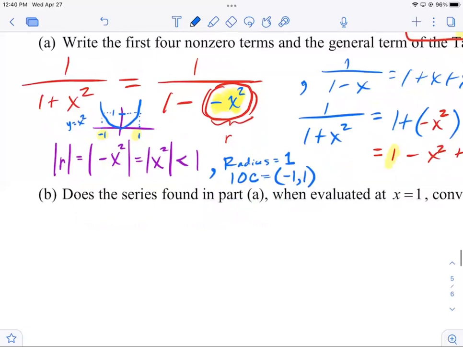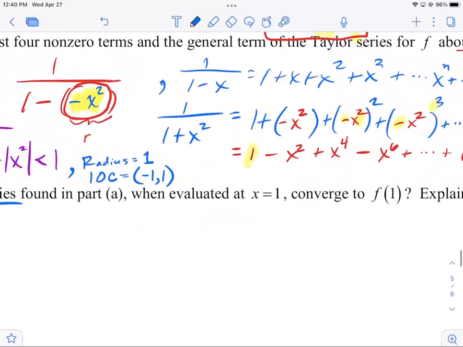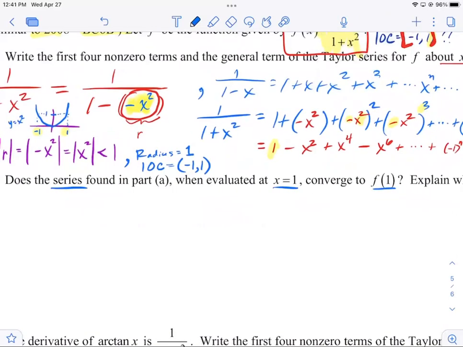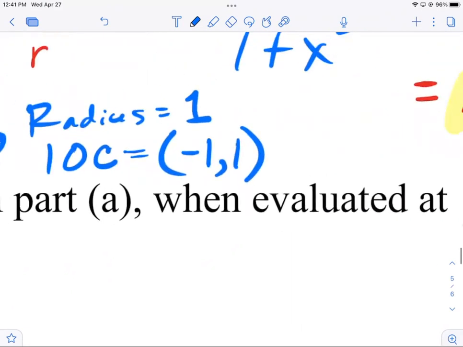All right, now it says, does the series found in part A, when evaluated at 1, converge to f of 1? What does that mean? When the series converges to the function value, that means the function value and the infinite series are the exact same, right? On this interval from negative 1 to 1, it's a perfect evaluation. They always have the same number at the center, but we can drift left or right. But what about the endpoints?